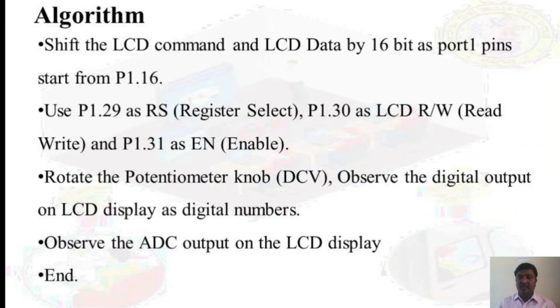Shift the LCD command and LCD data by 16 bits as port 1 pins. Start from P1.16, since P1.10 to P1.15 are not available. Use P1.29 as register select, P1.30 as LCD read/write, and P1.31 as enable. Rotate the potentiometer of DC voltage, observe the digital output on the LCD display as digital numbers. Observe the ADC output on the LCD display, end.